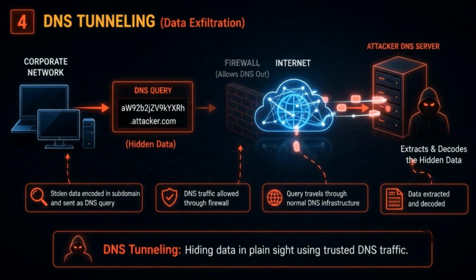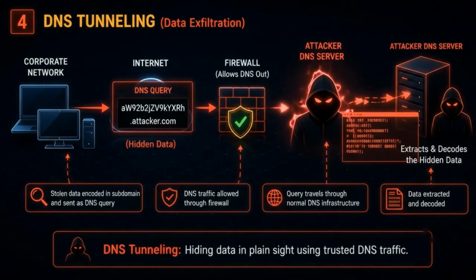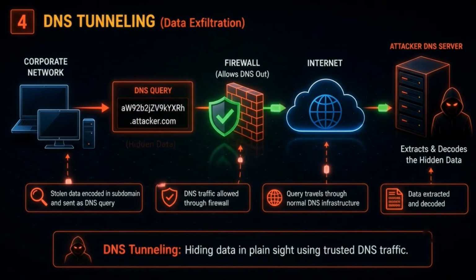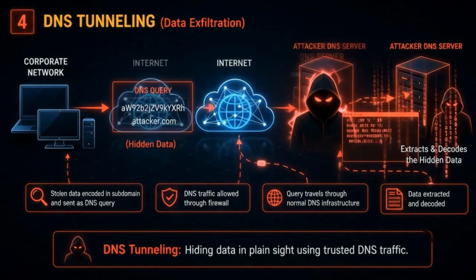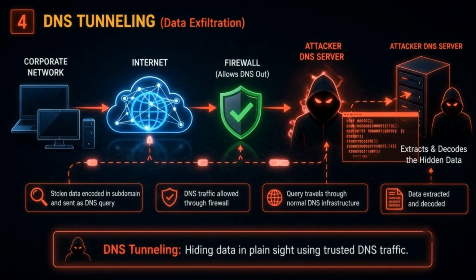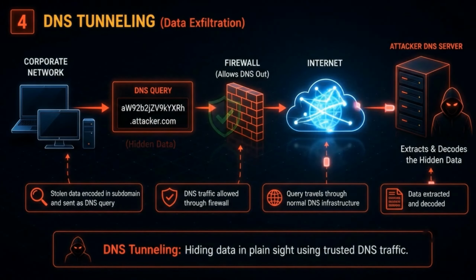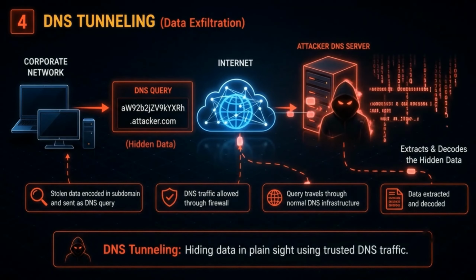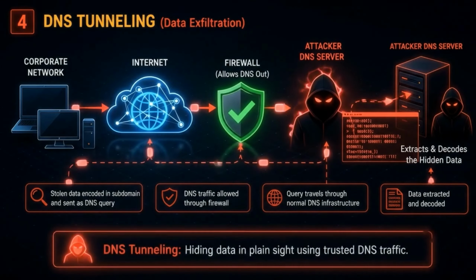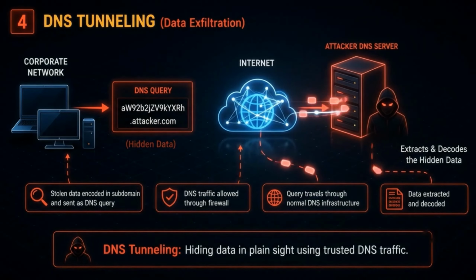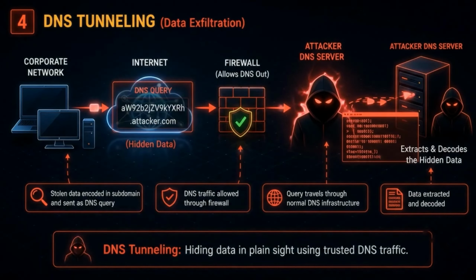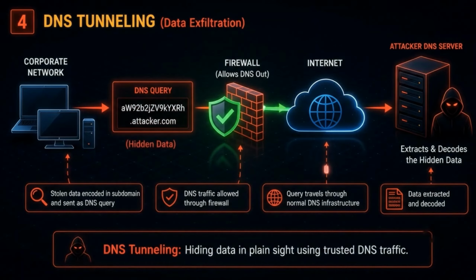The DNS request looks perfectly normal. It passes through the firewall, reaches the attacker's DNS server, and the hidden data is extracted. This attack is called DNS tunneling. It's one of the ways to steal data out of a company. Real world attackers have used this technique in major cyber attacks. That's why SOC analysts pay very close attention to DNS activity.